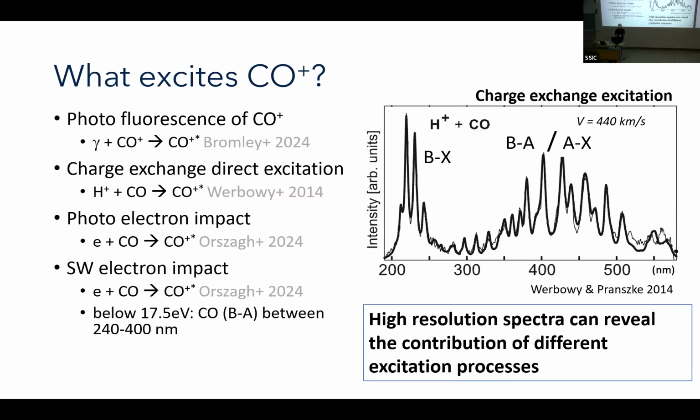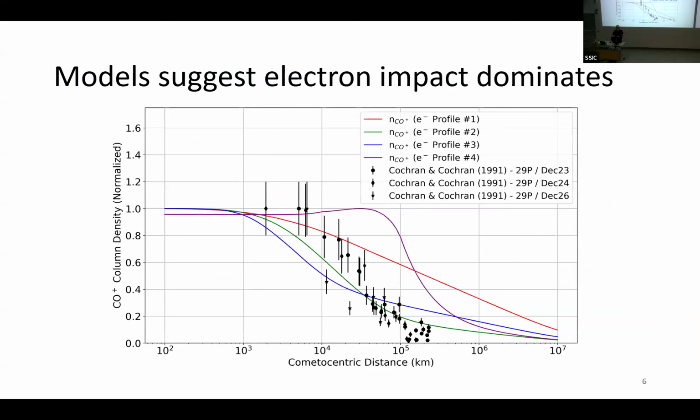Now, the good news is these are all different reactions with different energy balances. So you're going to produce different spectra. Some processes have more energy to excite your vibrational states. So if you have high-resolution spectroscopy of 29P in this case, and you can compare this with your lab data, you can figure out how much each process contributes. And that's exactly what we're trying to do.